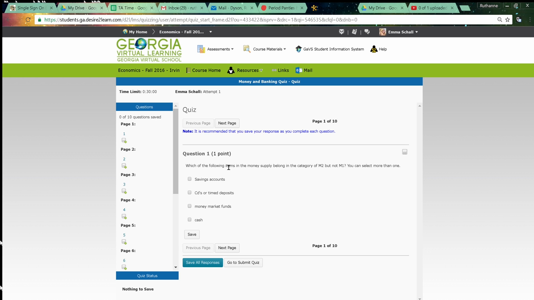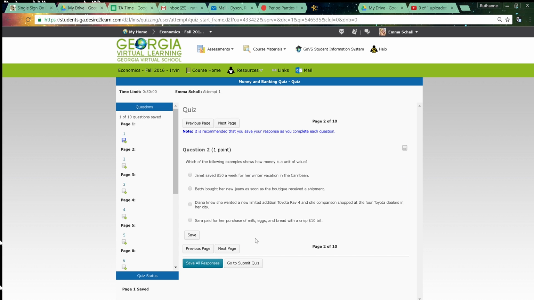So we're looking at which belong in M2 but not M1. So we said savings accounts, timed deposits, and money market funds. So these all three involve your money being tied up in something else, whereas cash is I've got cash in my pocket and I can pay my bills.